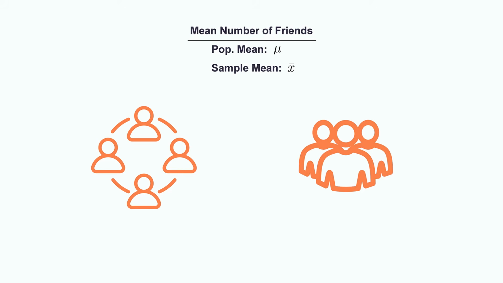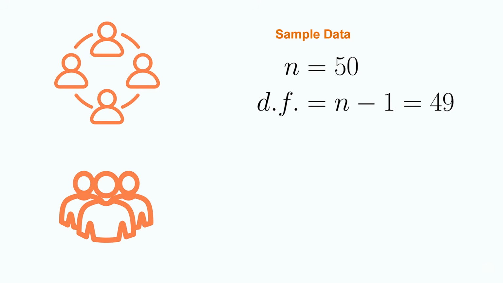Let's provide some numbers on a sample that we have collected from this dataset. After sampling 50 people, we have a sample size of n equals 50 and a corresponding 49 degrees of freedom. After calculating the average and the standard deviation of the number of friends reported by each person, we have that x bar is equal to 19.8 and the standard deviation s is equal to 2.